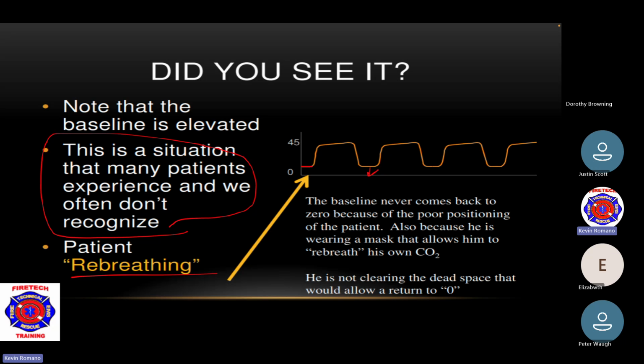But if they're that tired, they can't keep their head up, then there's another problem at hand. Should they be getting a different type of airway? Right. So again, baseline never comes back to 0 because of the poor positioning. So this is what they call a rebreathing rhythm.